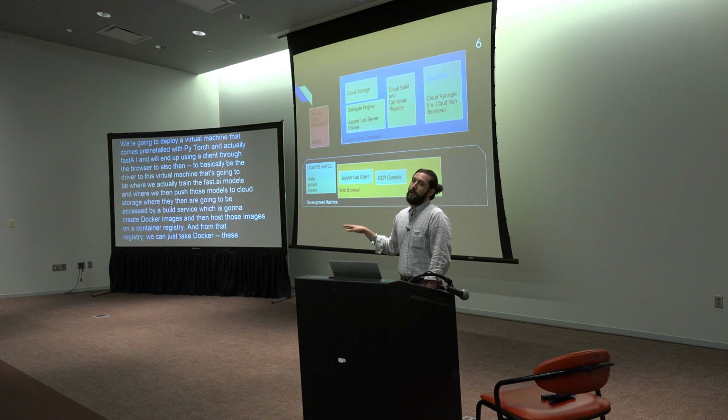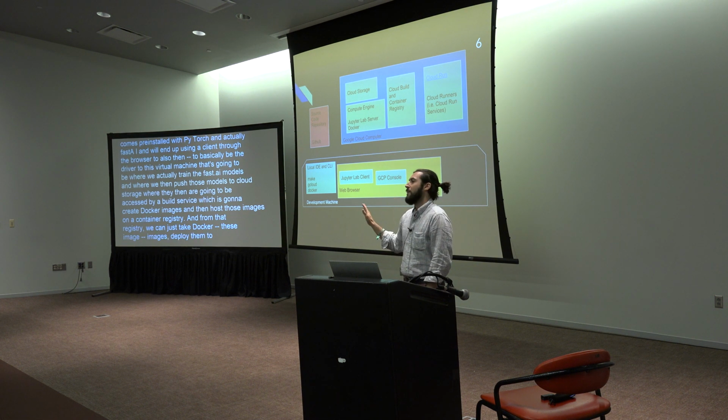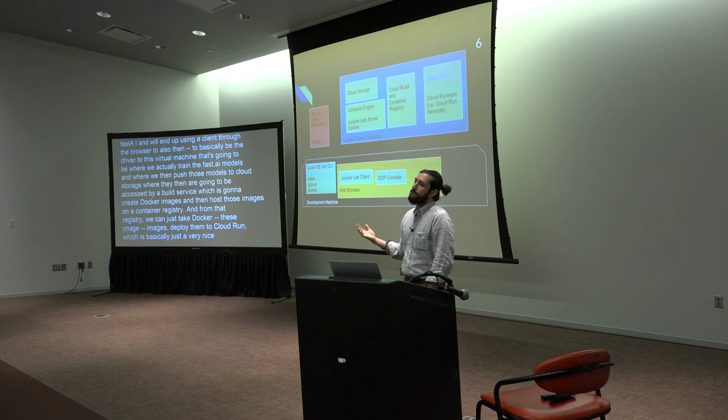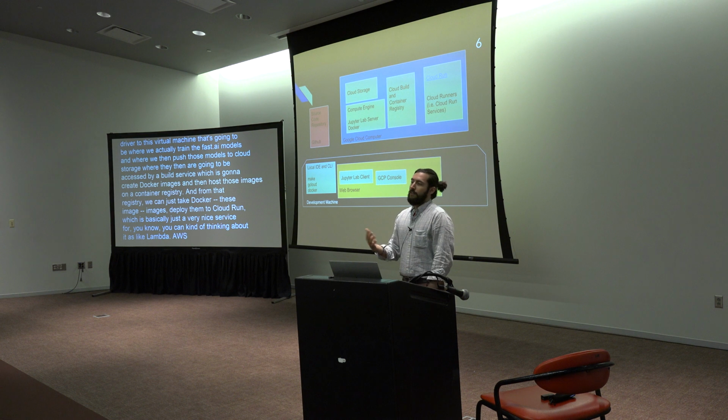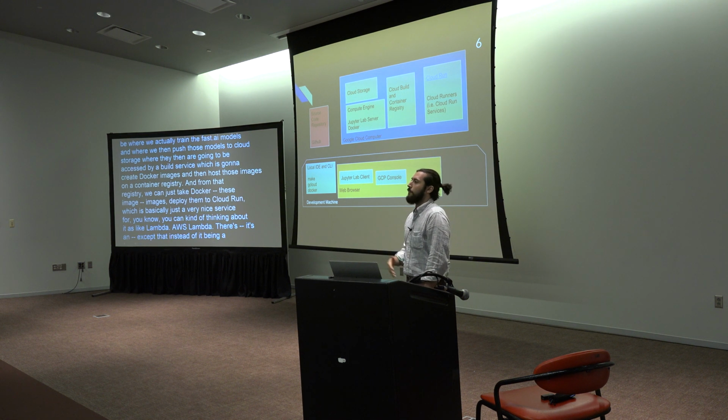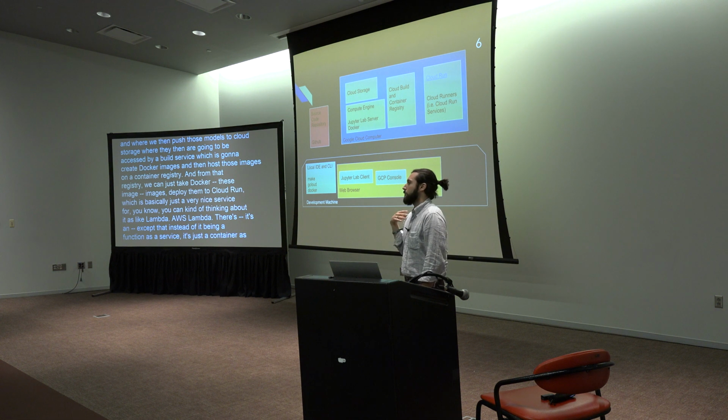And from that registry, we can take these Docker images and deploy them to Cloud Run, which is a very nice service. You can think about it like AWS Lambda, except that instead of being a function as a service, it's a container as a service. So I don't have to have this thing run all the time. It's very cheap for me at the start.